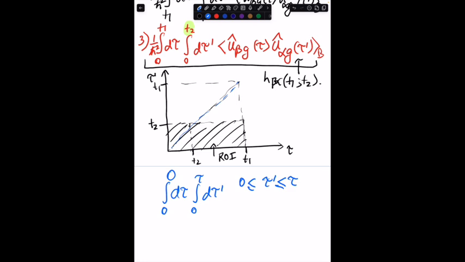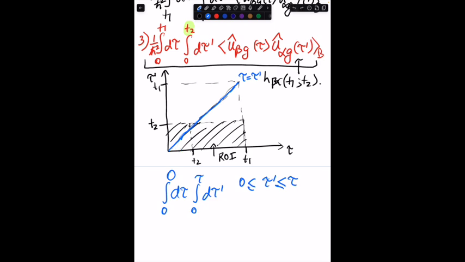So this line which you draw along the diagonal of this graph, which is my region of integration, is where tau equals tau prime. If I go to this part here, anywhere below this line, tau prime is lesser than tau. That's quite obvious to see.